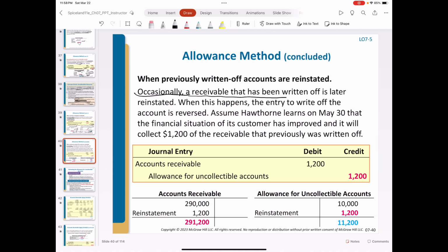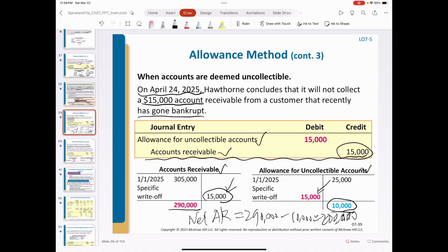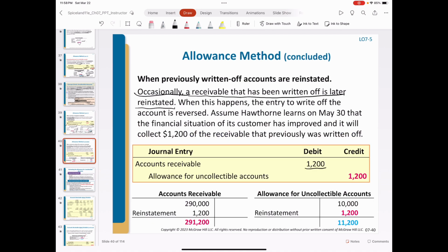Occasionally, a receivable that has been written off can later be reinstated. If this happens, it is very simple. We just make a reverse journal entry for this one. We debit accounts receivable and credit allowance for doubtful accounts. And then another journal entry, which was not shown here, the company will debit cash and credit accounts receivable $1,200 because of the reinstatement. Because the accounts receivable finally will be realized.